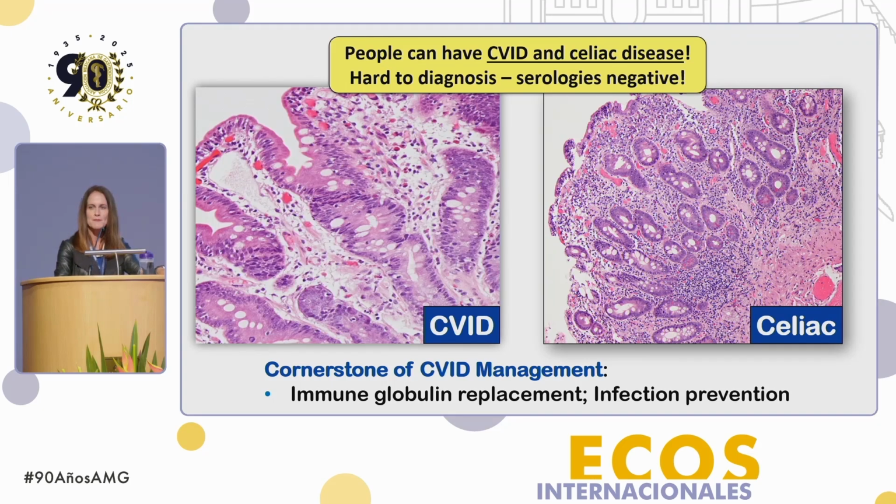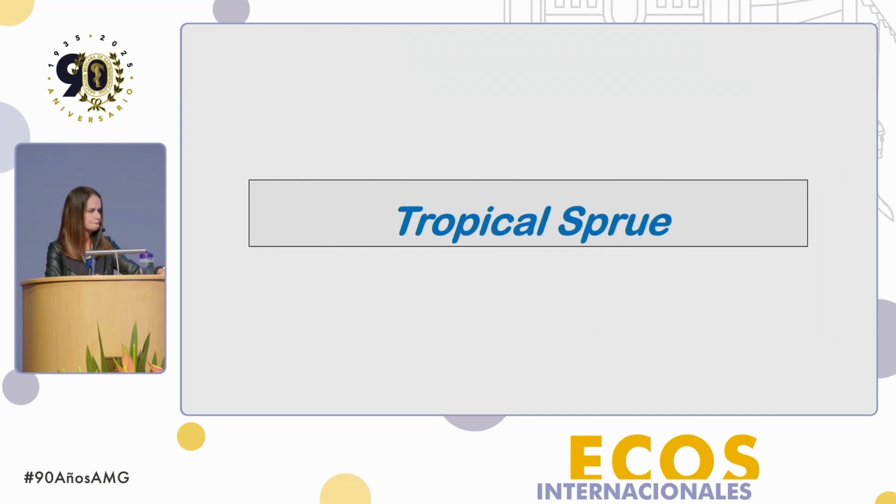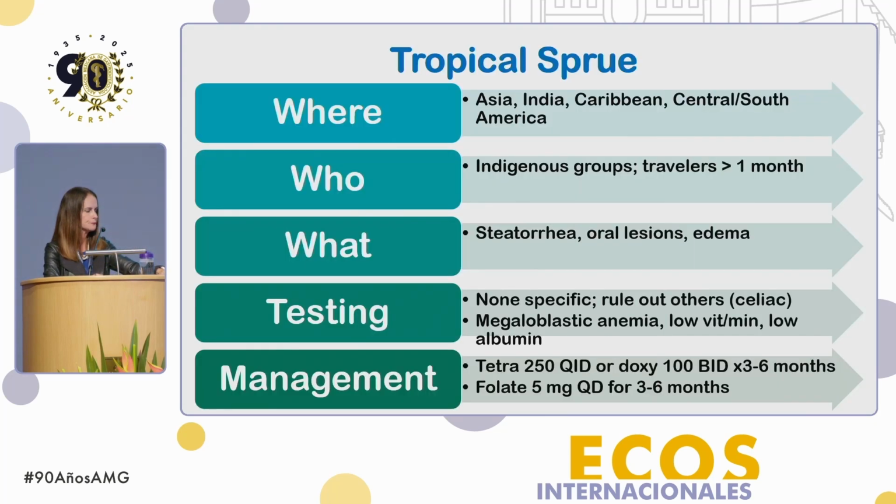The thing that can be very tricky is you can have a patient with CVID who also has celiac disease, which can be very challenging to diagnose because their serologic markers for celiac disease may all be normal based on their immunoglobulin level. But for these patients, you give them immune globulin replacement and obviously have good infection prevention for these patients. And, finally, tropical sprue.